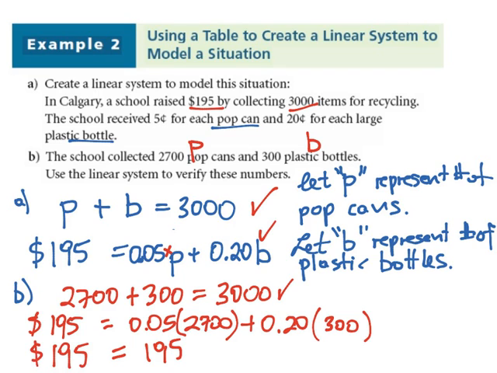This means that 2,700 pop cans and 300 plastic bottles work just fine in our linear system. Let's take a look at our next example.